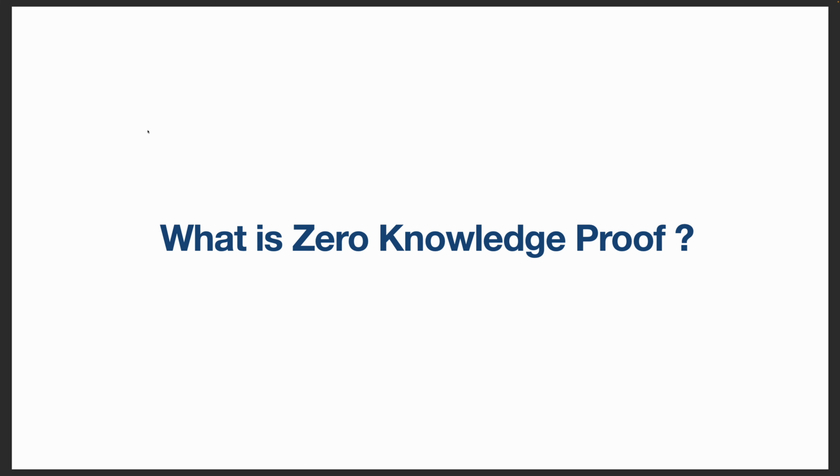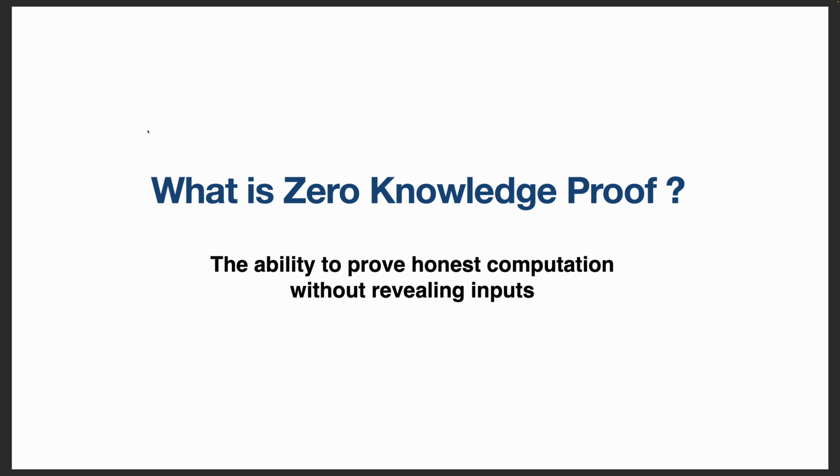Yeah, that's right. To say it in a concise manner, it's the ability to prove an honest computation without revealing the input, right? Although the input is not fully concealed from the verifier, the verifier can do the proof by checking the honest computation. So this kind of magic can happen.